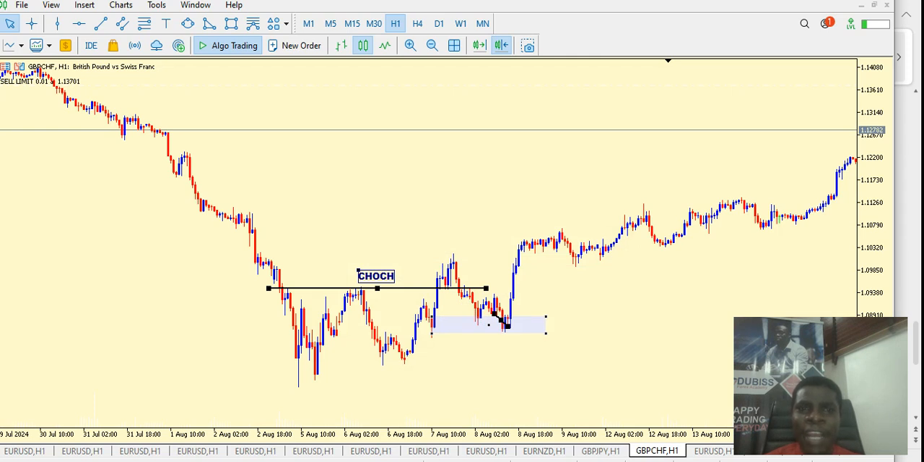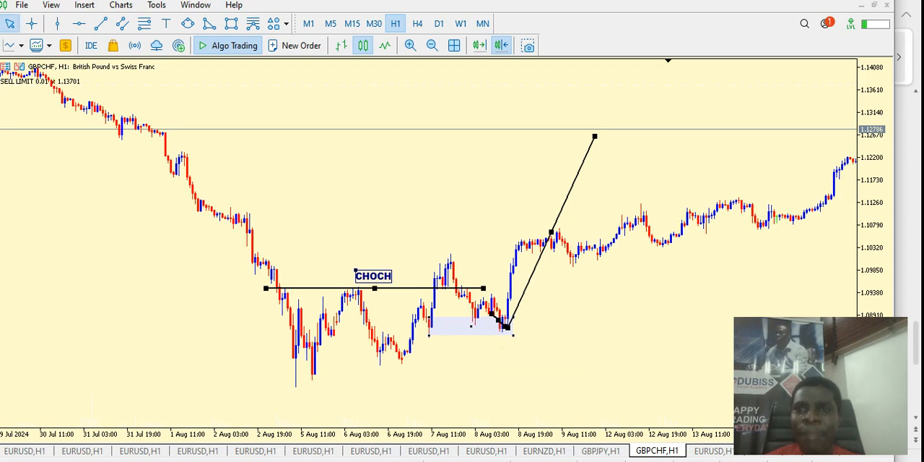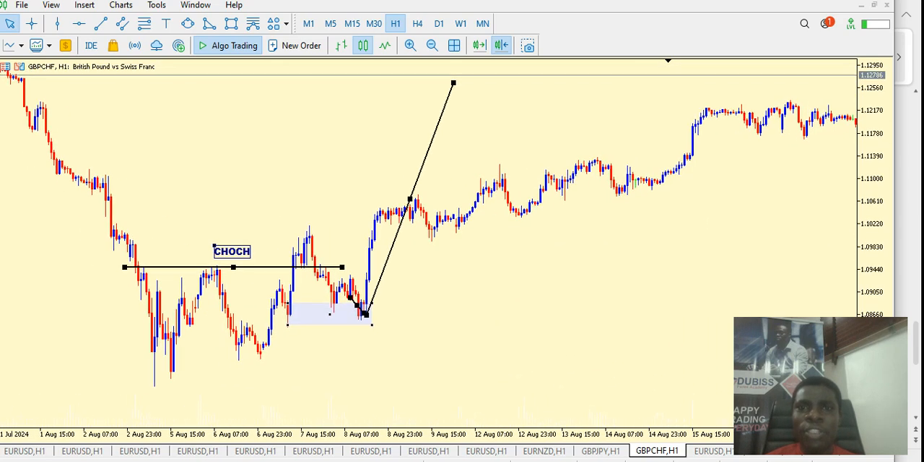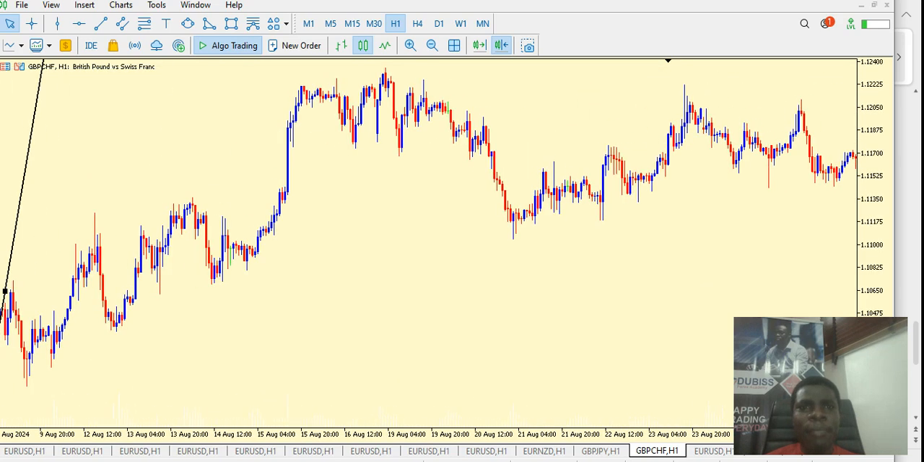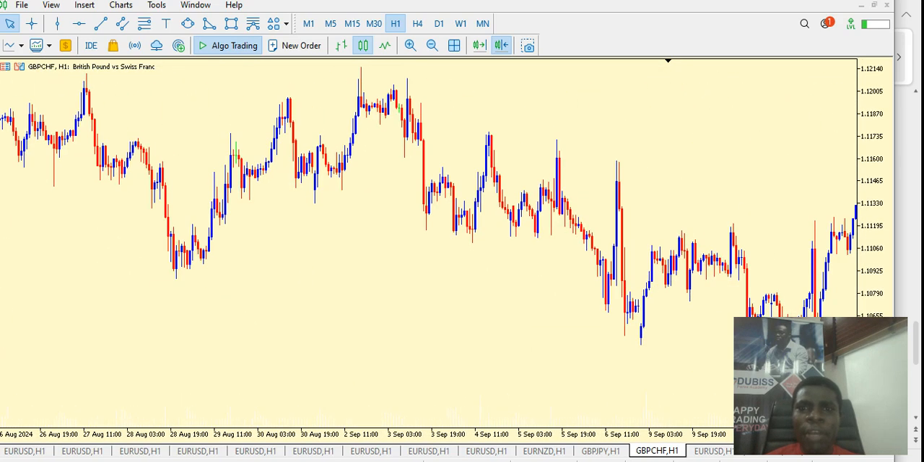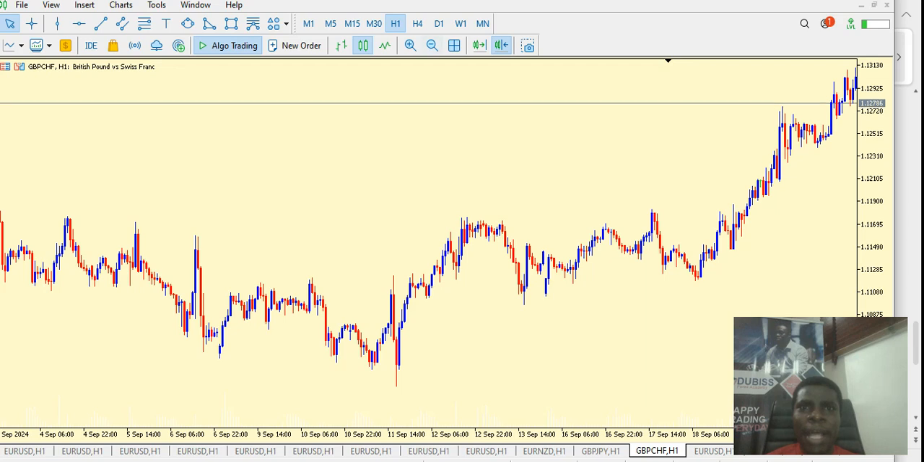Whenever there is a change of character, price will come back to look for an order block or fair value gap to move up. I said it in my first video. So we could see it somewhere here. We can see how price came in and tapped inside this zone, and price moved. But that is not what we are teaching today. We want to look at the order block.